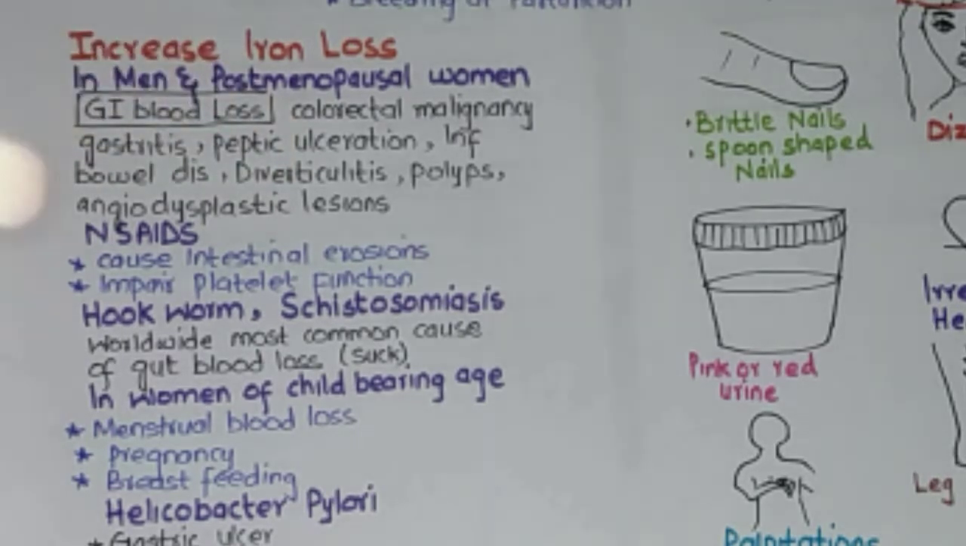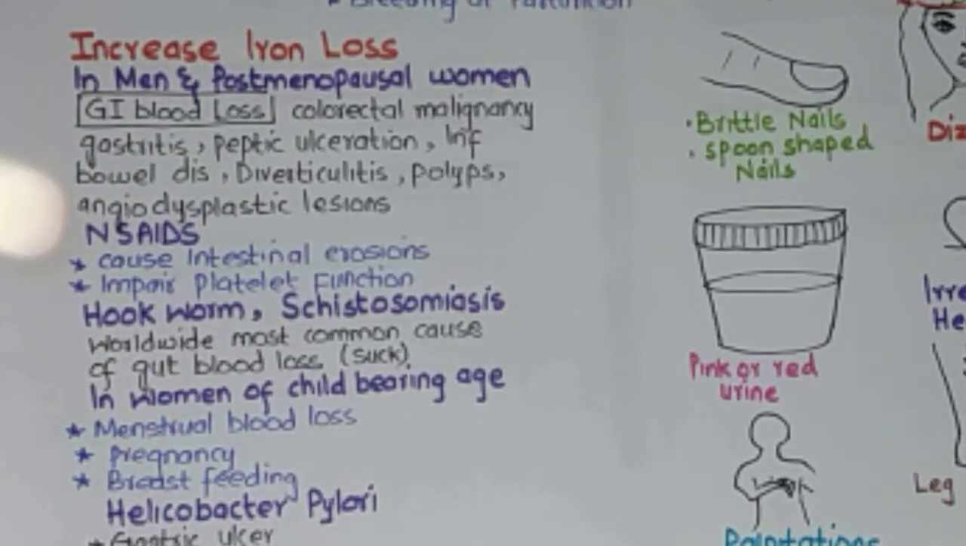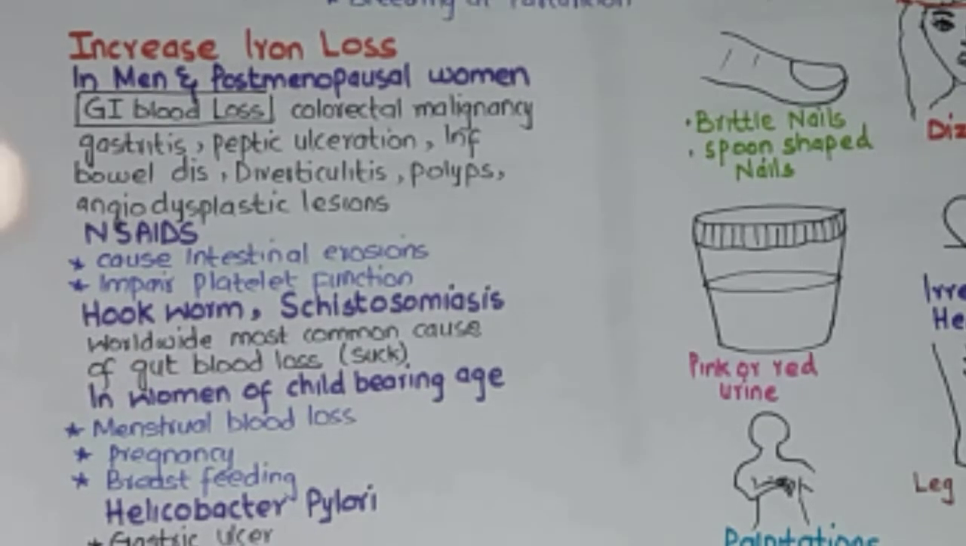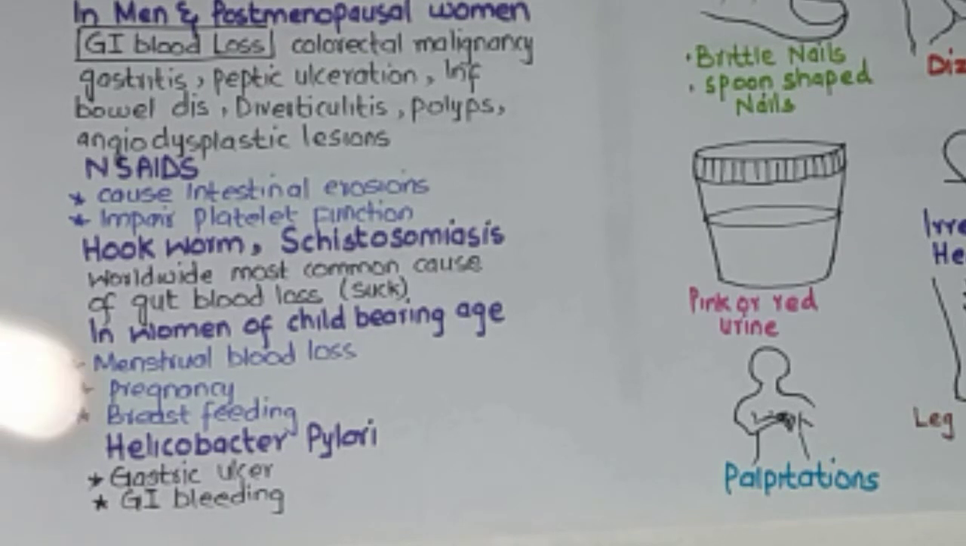The other cause may be NSAIDs, because non-steroidal anti-inflammatory drugs cause intestinal erosions and impair platelet function. And hookworm and schistosomiasis are the worldwide most common cause of gut blood loss. In women of childbearing age, menstrual blood loss also contributes, and Helicobacter pylori infection causes gastric ulcer and GI bleeding.